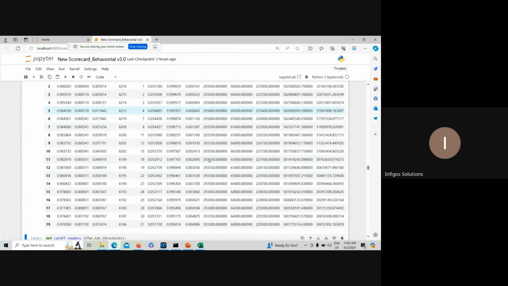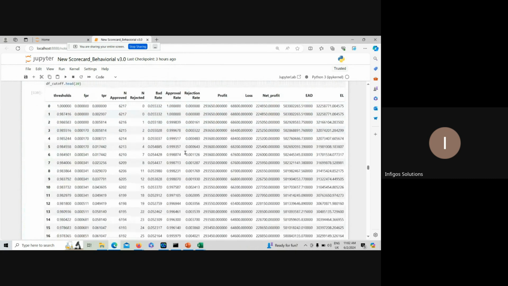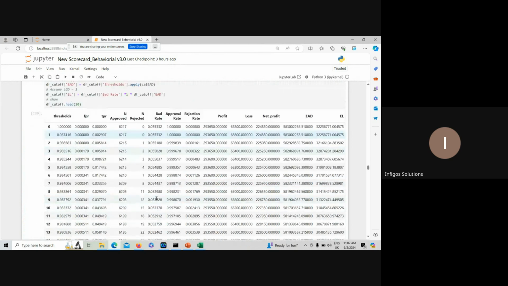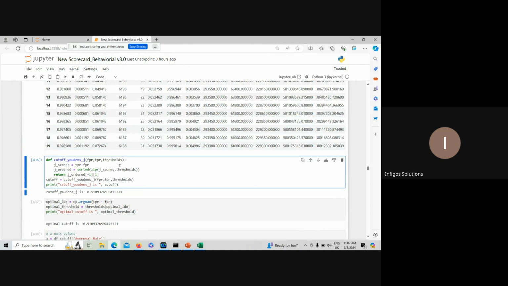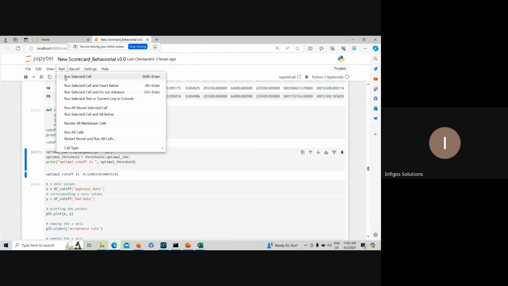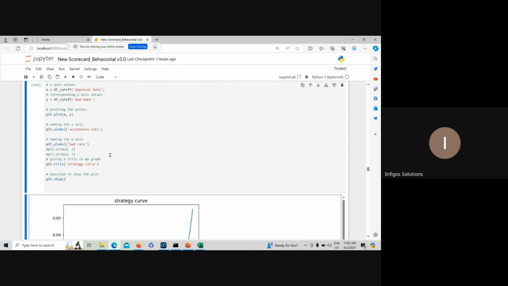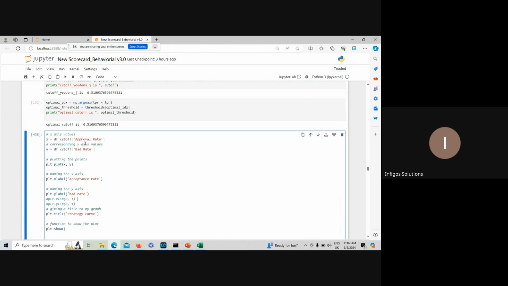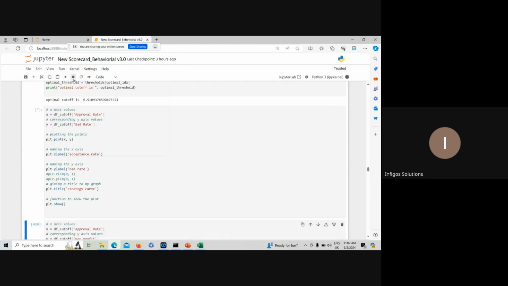So this has come up, full table. This table is called gain table or gain chart. And this is calculation of cutoff, which basically I was showing you. 0.51, another code, same calculation. And we plot the strategy curve between approval rate and bad rate. Let's plot it.